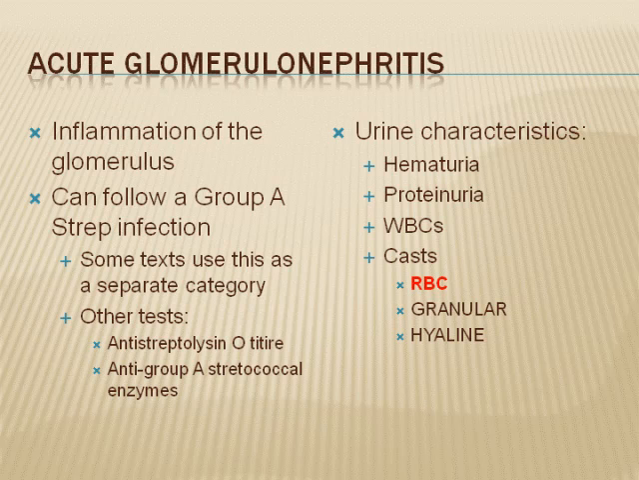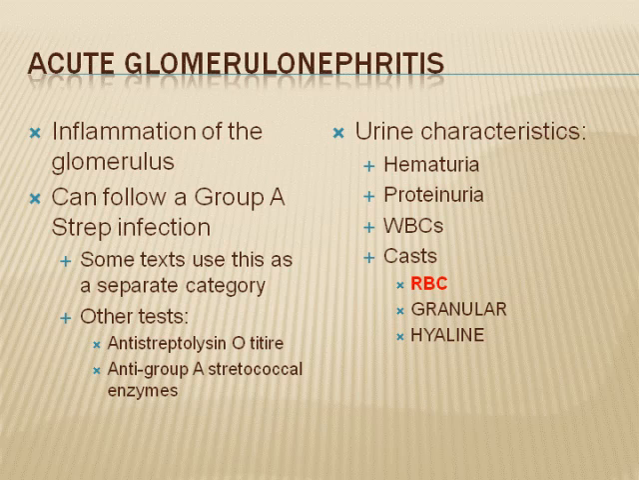Acute glomerulonephritis is basically just inflammation of the glomerulus for a variety of different reasons. It can follow a group A strep infection. That is why it is important when you have a sore throat to rule out or rule in group A strep. Some textbooks call acute glomerulonephritis due to group A strep infection a different entity, and consider it a completely separate entity. In reality, it's just all glomerulonephritis. And as a matter of fact, there's many different things that could cause it, so I kind of bring them together here.